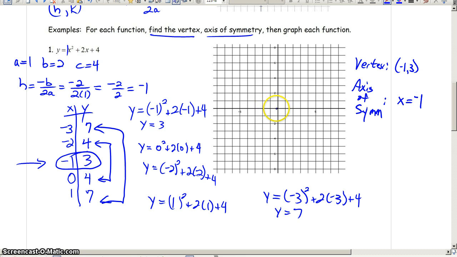And let's go ahead and plot these points, starting with the vertex. -1, 3, go 1 to the left, up 3. 0, 4, don't go left or right any, just go 4 steps up. -2, 4, go 2 to the left, go up 4. 1, 7, 1 to the right, up 7 steps. And finally, -3, 7, 3 to the left, then up 7 steps.